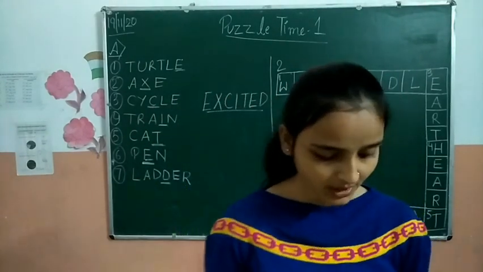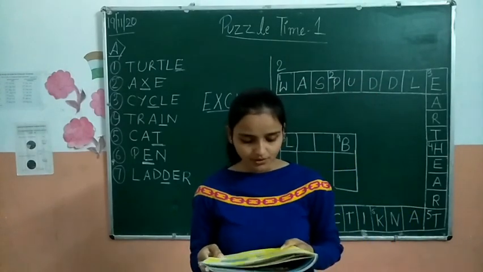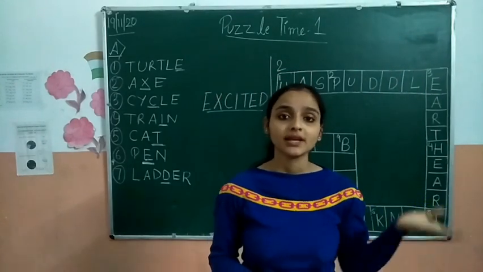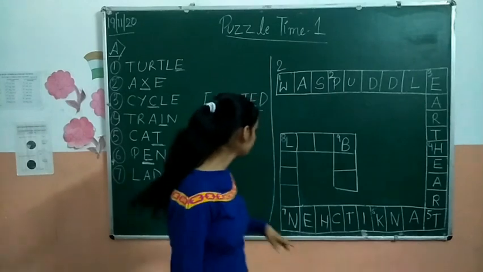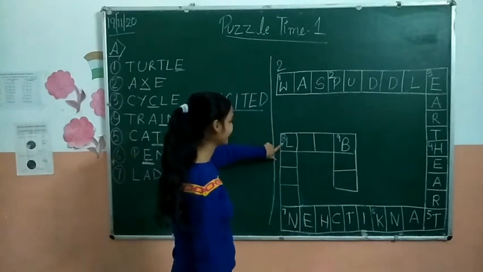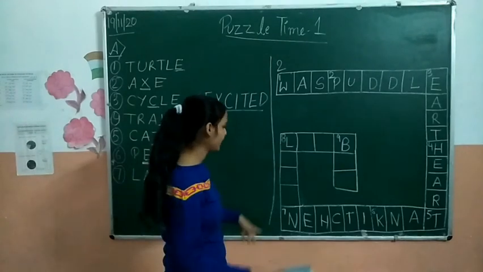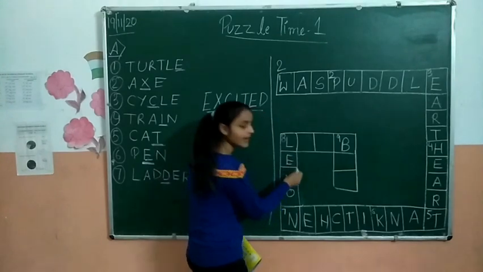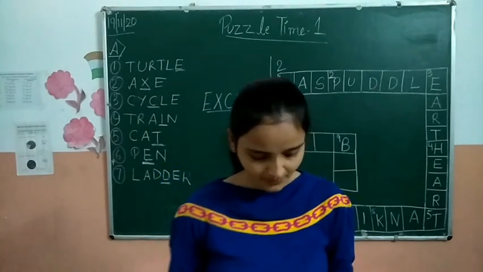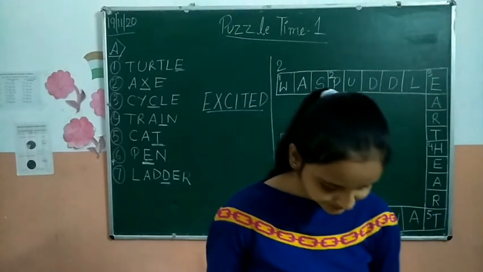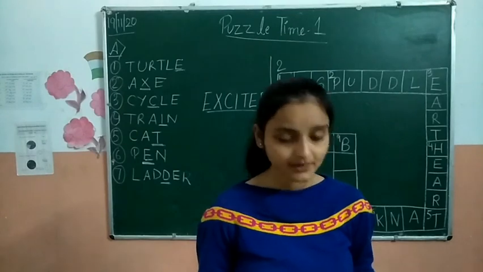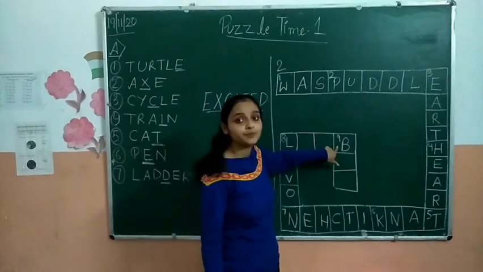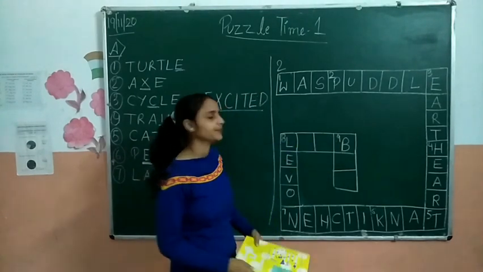Now look at the seventh one. A book telling a long story. Name the book which is used to tell a long story. It starts with N and ends with L. It is called novel. Write down N-O-V-E-L. Novel. Okay. Now look at the eighth one. A young sheep, the baby of a sheep, is called... It starts with L and finishes with B. It is called lamb.